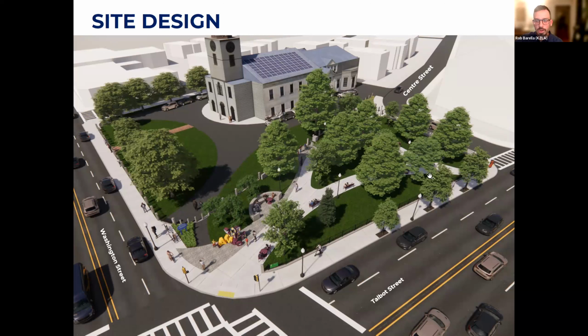You could either continue back around to Talbot Street, or continue along and beyond through to Center Street, and then there's that whole network of pathways under the grove of trees in the center here. The other item to point out on this rendering too is these existing fence panels along here.